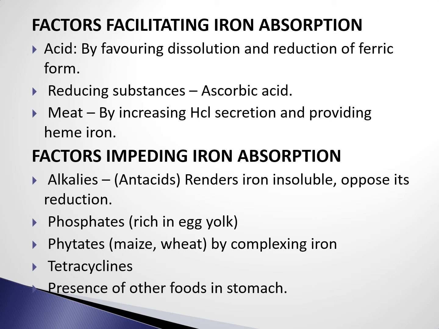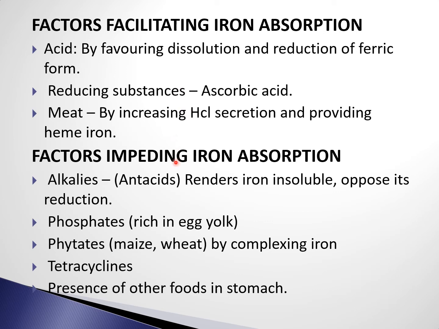Now you should also know the factors that facilitate iron absorption and the factors impeding iron absorption. The first thing, acid, favors absorption, because it will cause reduction of the ferric form into the ferrous form, because iron is absorbed in its ferrous form. So this is an important factor. Then reducing substances like ascorbic acid also help in iron absorption, and even meat, by increasing HCl secretion, is going to help in iron absorption.